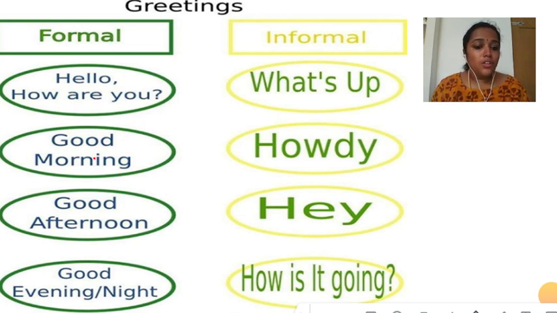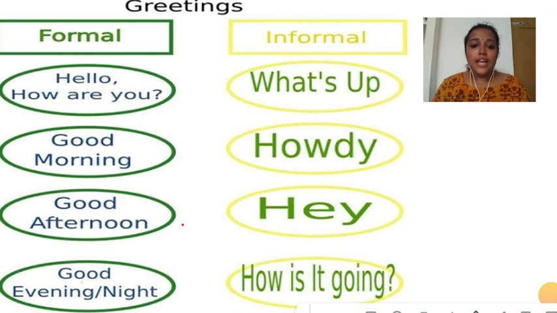Second, good morning. Third, good afternoon. Then good evening or good night. So these are the four different ways in which you can formally greet a person. The only thing is that the time can vary, but the mannerisms won't change.